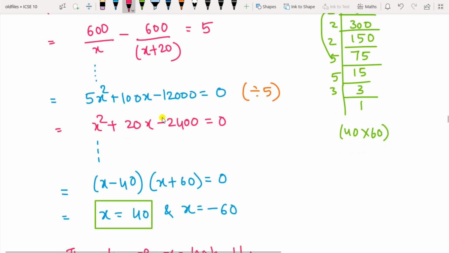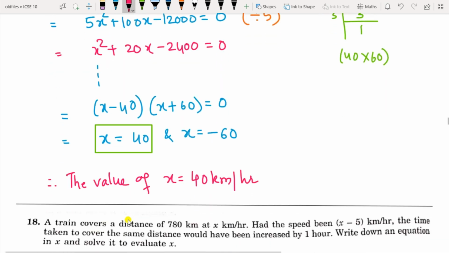Now do the cross multiplication. This is the quadratic equation. Solve it and you get x minus 40 and x plus 60 are the factors. So value of x will be 40 and minus 60. So you have to consider the positive value. Therefore the value of x is 40 km per hour.